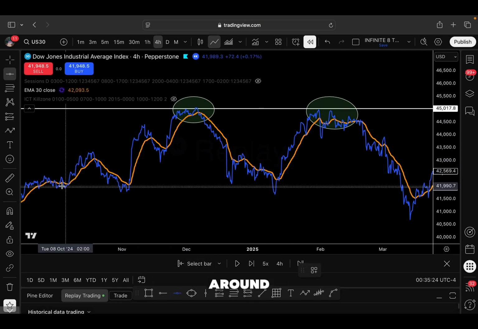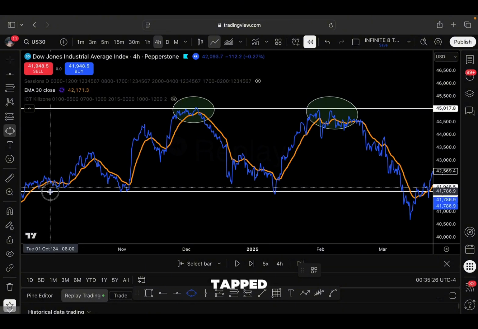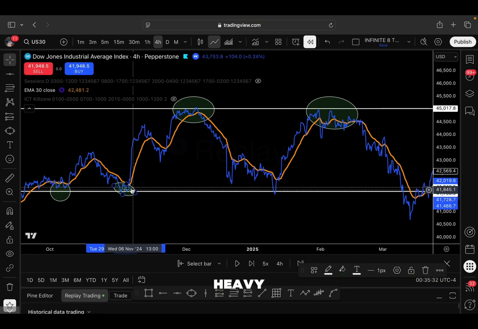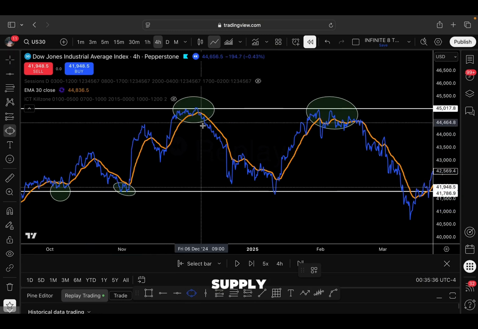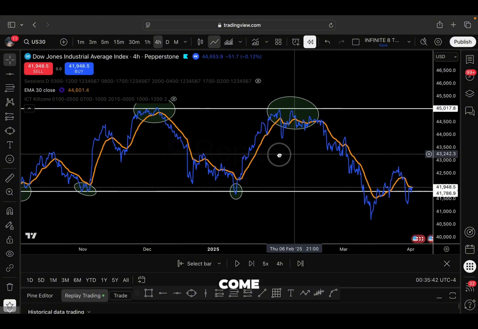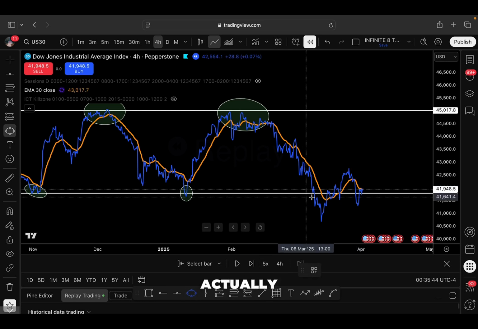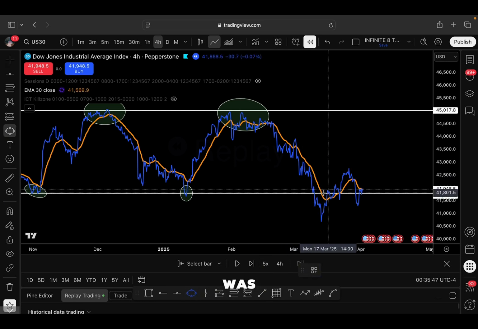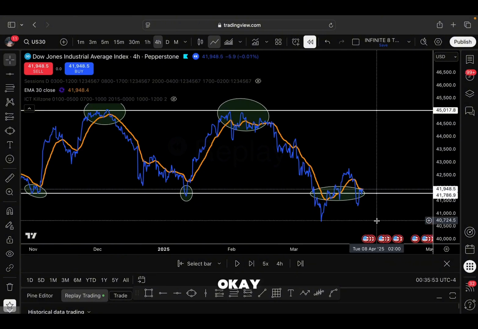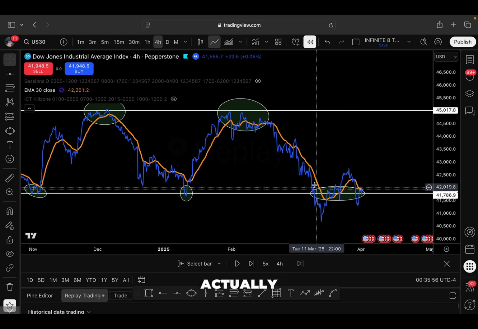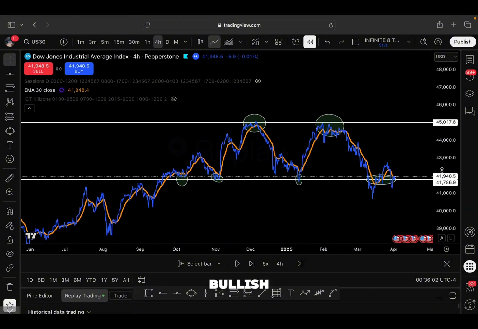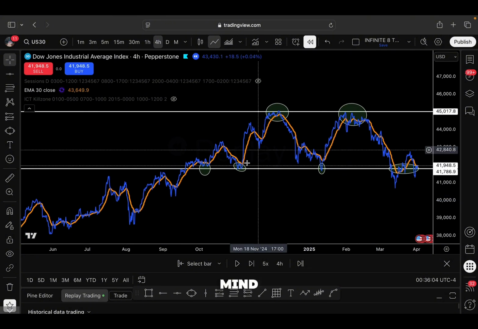A demand zone would be somewhere around here, because you see price tapped once, twice, heavy buying, hit the supply, come back down to the demand, heavy buying, hit the supply, come back down to the demand, right? It actually broke demand right here, but what happened was it started consolidating within this area. So now it's playing around inside of this area, okay? And it's another sign that it might actually go to the upside, but it depends on the higher time frame trend. The higher time frame trend is actually bullish, so just keep that in mind.